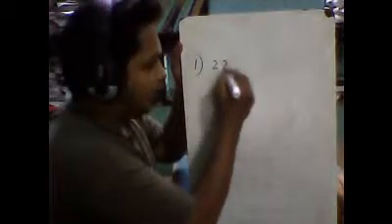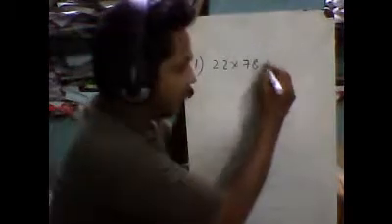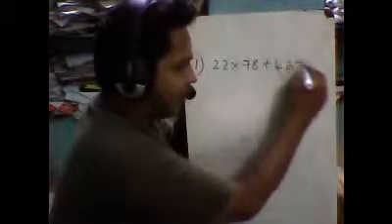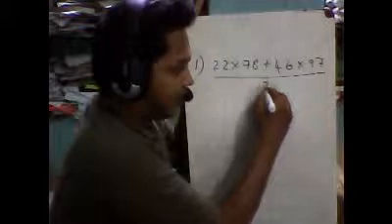Good morning everyone. In this video, I am going to discuss the solutions to the problems I posed. The first problem is, what is the remainder when 22 into 78 plus 46 into 97 is divided by 70?